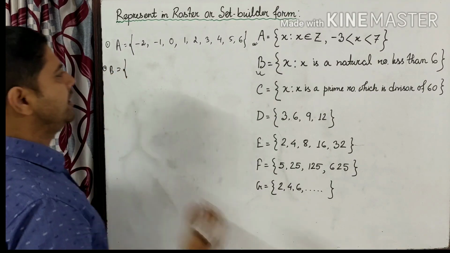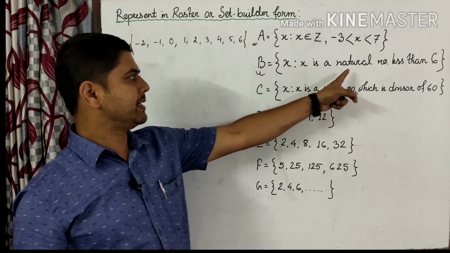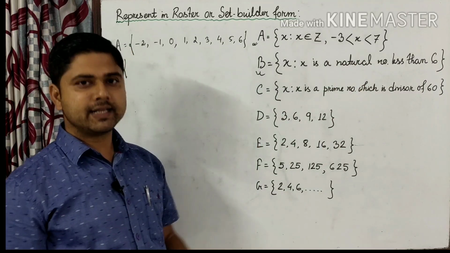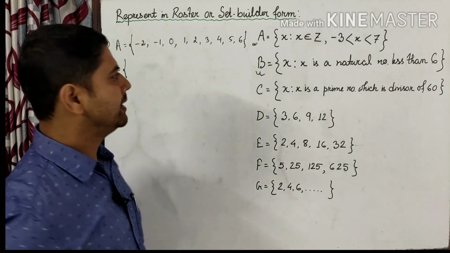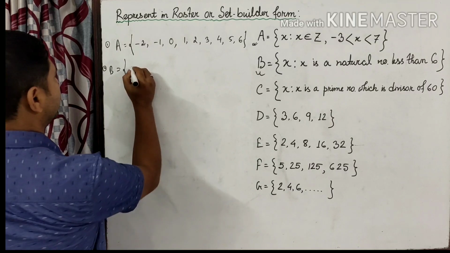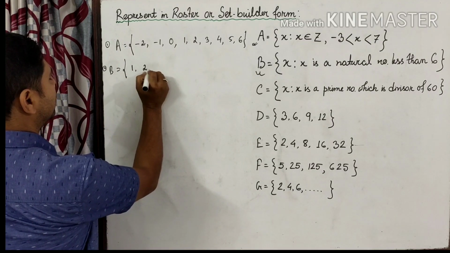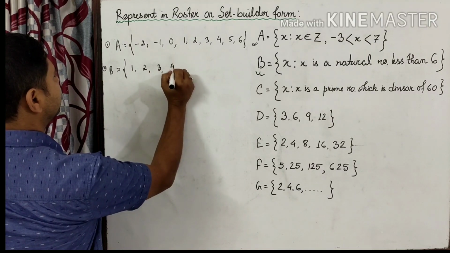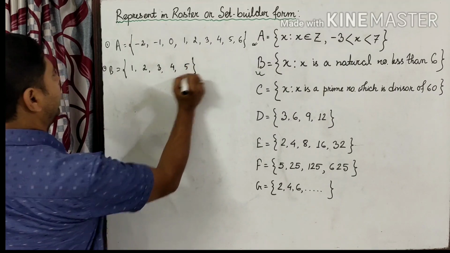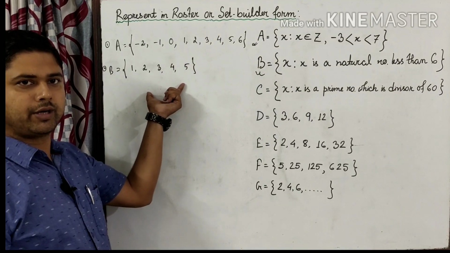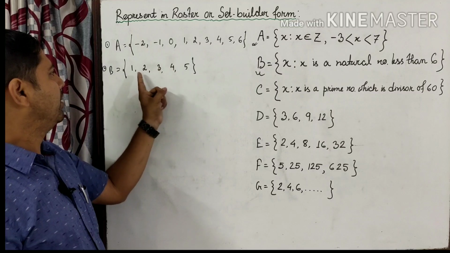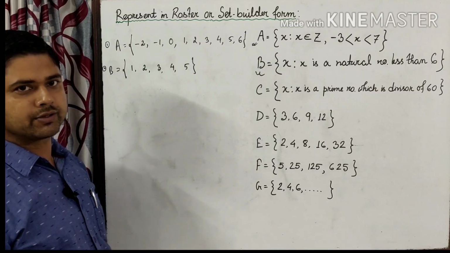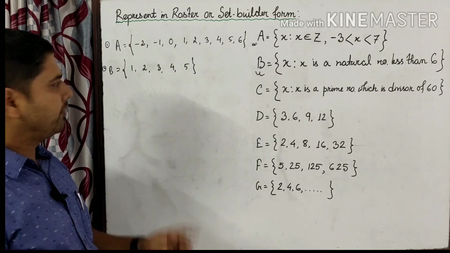You have to express in roster form: x such that x is a natural number less than 6. x is a natural number what? Less than 6. The elements are 1, 2, 3, 4 and what? 5. Okay, you can write 5, 4, 1, 2, 3. This one also, the order does not matter.